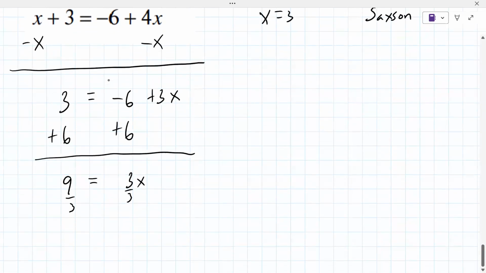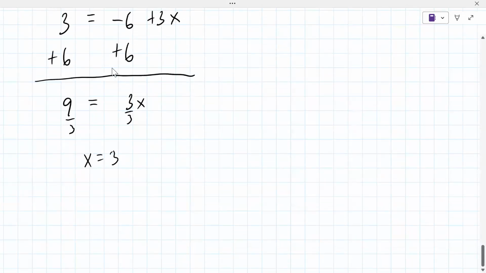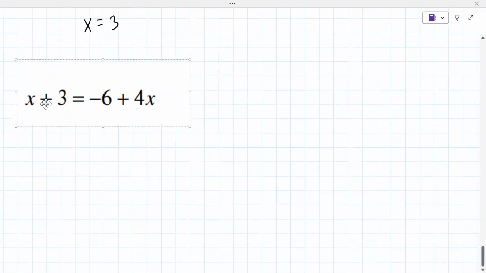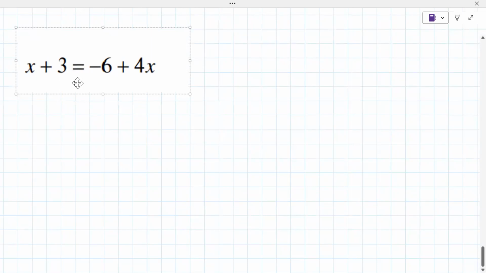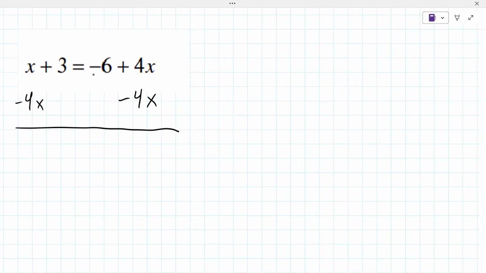So x equals 3. Now, I'm not sure if you're the type of student that sometimes wonders, I always wondered, what if I didn't do that? What if I moved the 4x over? Would it give me a different result? What do you think? What's your initial opinion on that? Do you think if you go the other way, you'll get a different result?